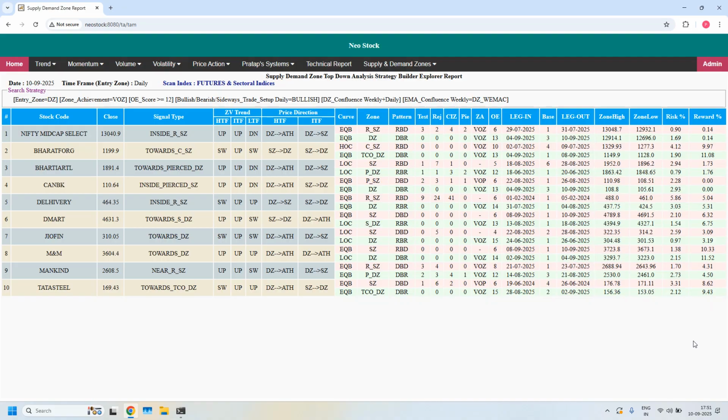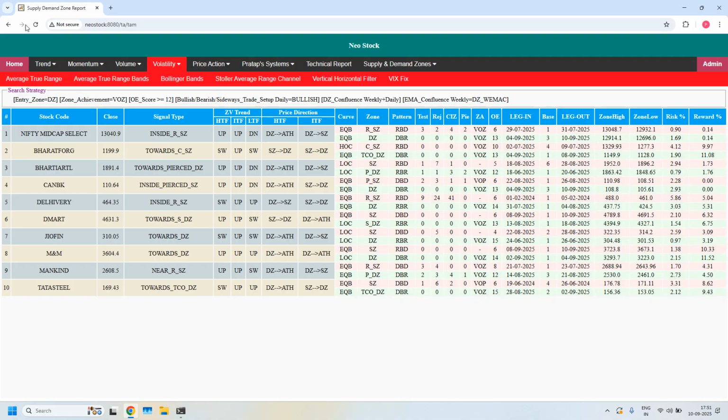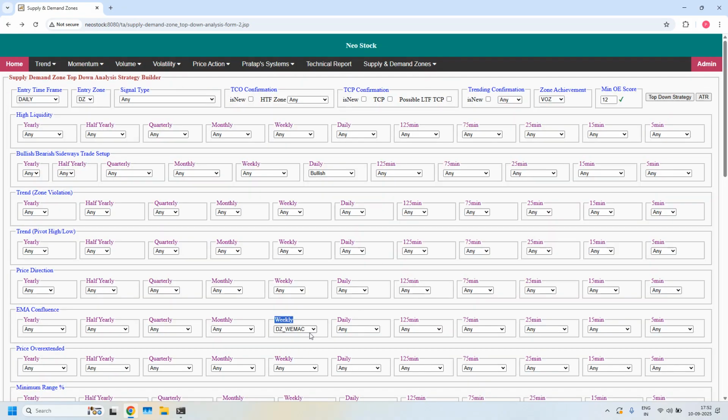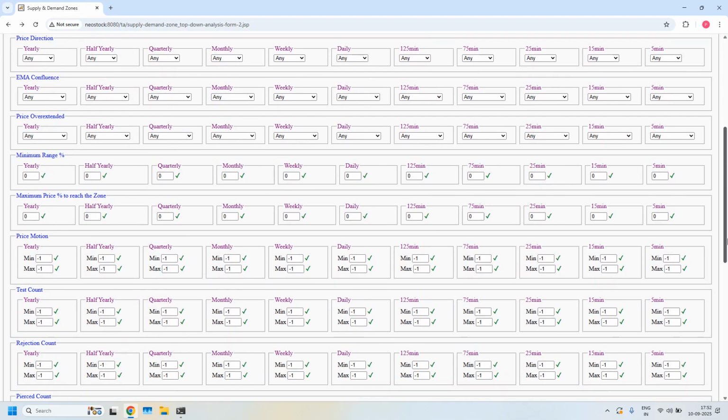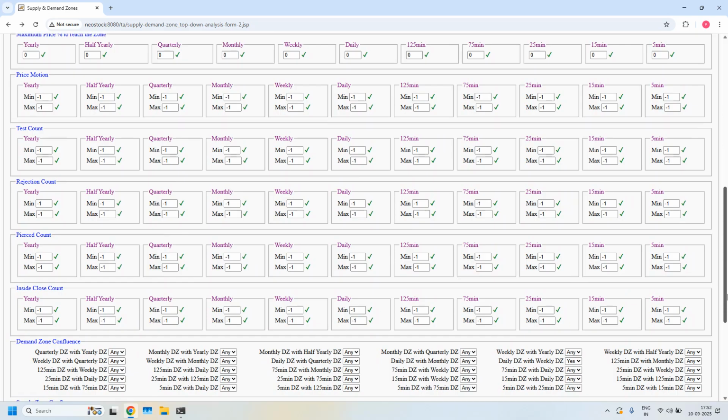Okay, next strategy is LTF, ITF and HTF demand zone confluence. After that, HTF EMA confluence. So I'm going back, removing the ITF EMA filter. In the demand zone confluence, we have to set 3 filters. First one, daily and weekly, already enabled. Daily and monthly, weekly and monthly demand zone confluence.